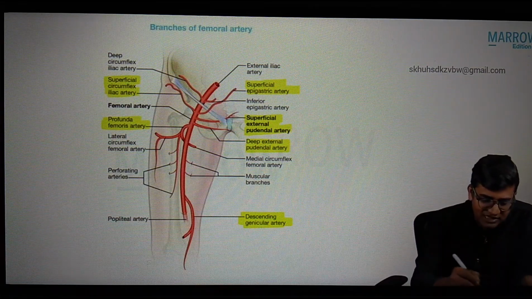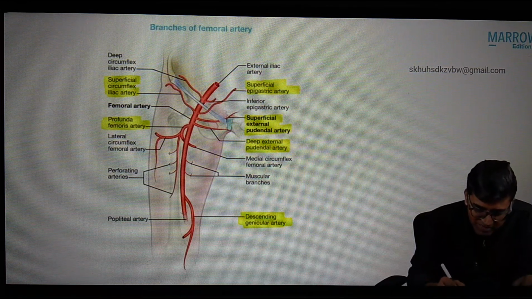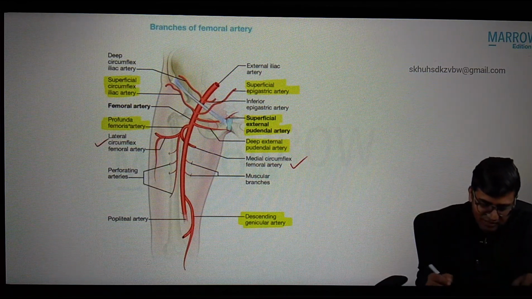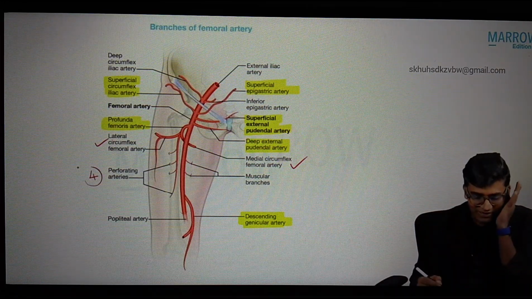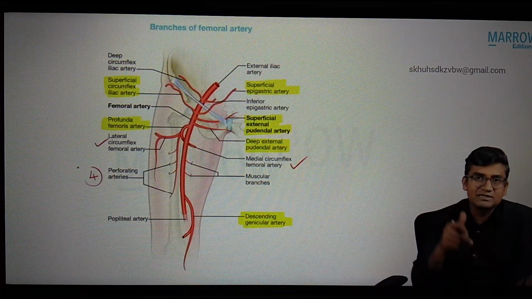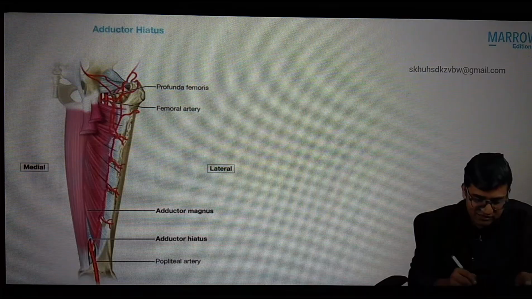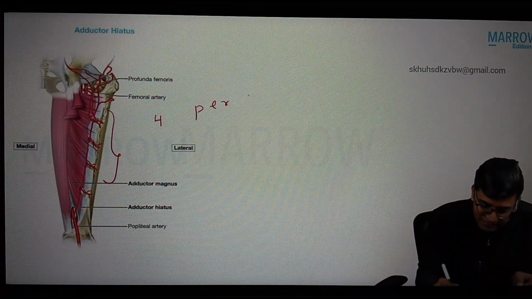Now the profunda femoris artery gives 3 branches. What are those? Medial circumflex femoral, lateral circumflex femoral, and 4 perforating arteries. Again, the name itself gives you a clue. Which muscle do they perforate? Adductor magnus muscle. So yes, now these are the perforating arteries. So we have 4 perforating arteries.